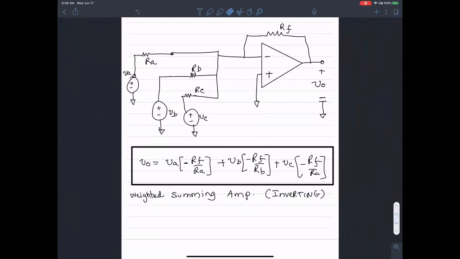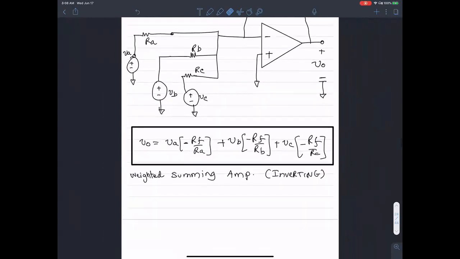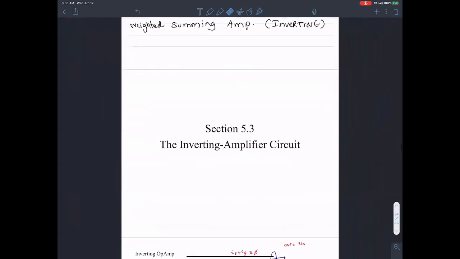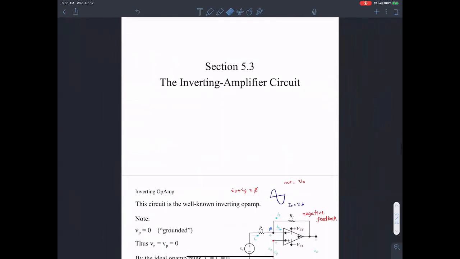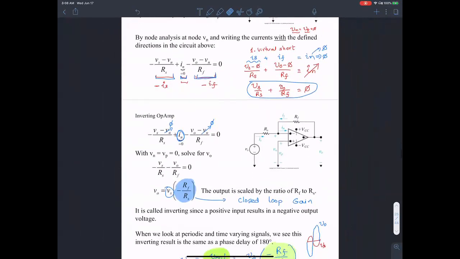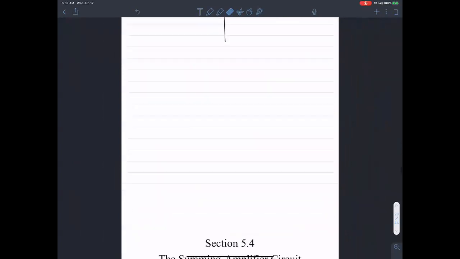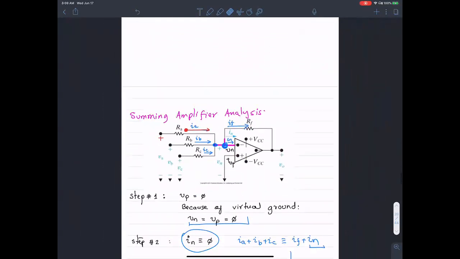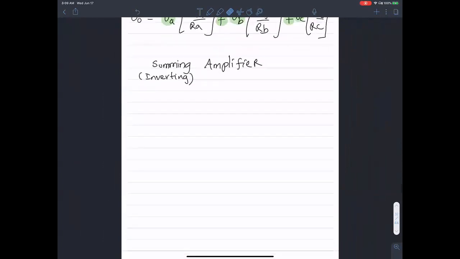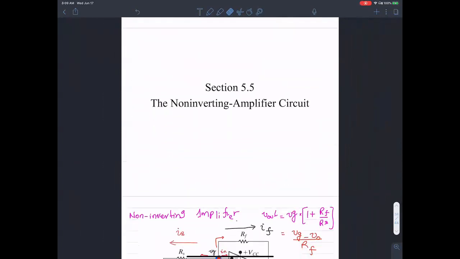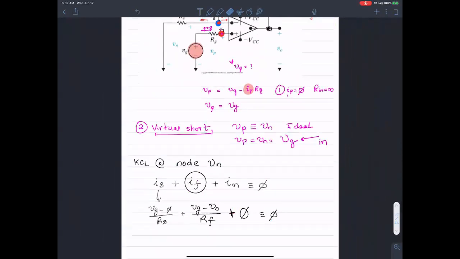Okay, so let's continue from here and move on to talking about, so here is the inverting amplifier that we looked at, the analysis for summing amplifier, and the analysis for non-inverting amplifier.